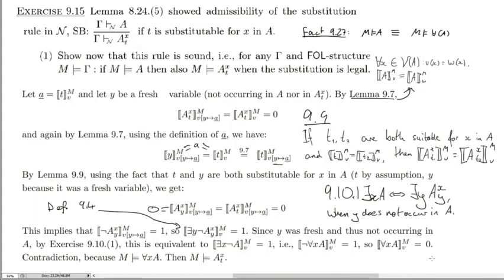But now we've reached the contradiction, because we had at the top, remember, by fact 9.27, that m satisfied for all x a, which means that there is no valuation which can evaluate this to 0. This is a contradiction. And since we've reached that contradiction, it must be so that m satisfies a with the t substituted for x.